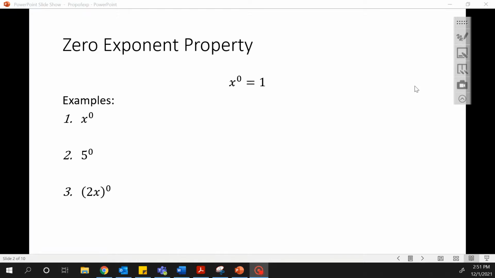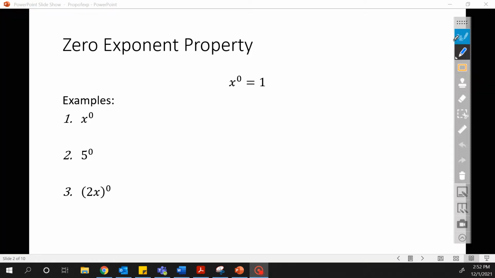properties. So the first property that we want to look at is going to be the zero exponent property. Zero exponent property is pretty straightforward. There's not much to it. Zero exponent property says that if you raise anything to a power or an exponent with zero, then it will be equal to 1. So for example, x to the 0. So what describes our property here, x to the 0 is equal to 1.